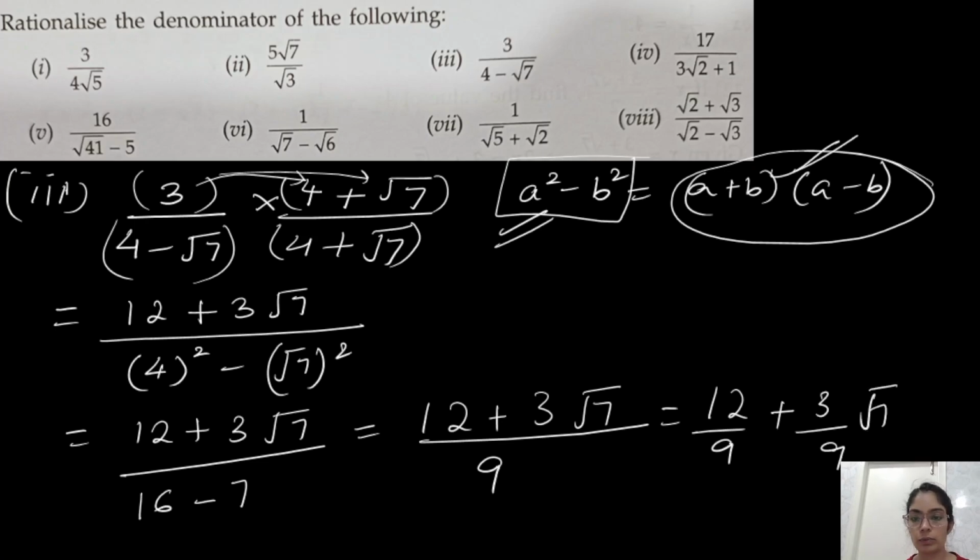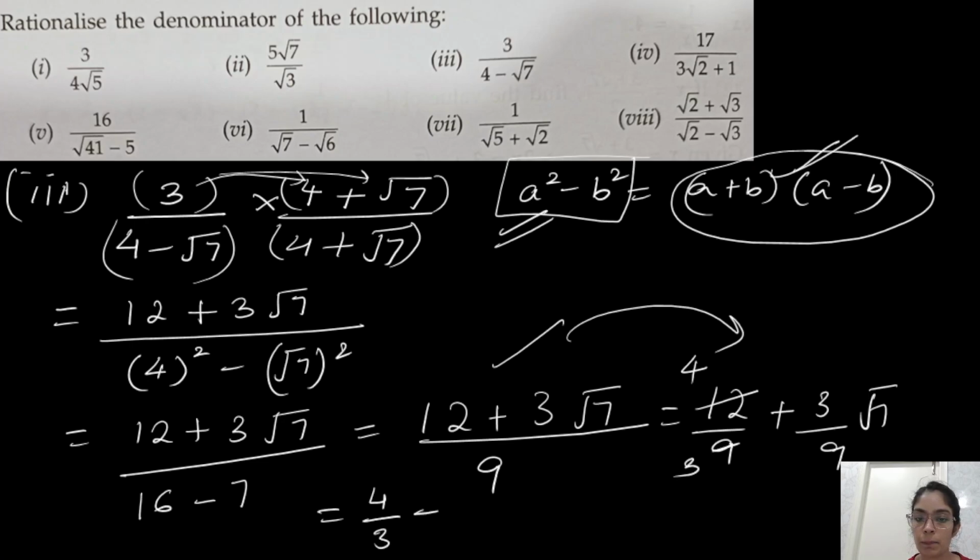See, always do this when you are simplifying. After this step, always write this step. Why? Because we can do cancellation. 3 into 4, 3 into 3. So the final answer will be 4 by 3 plus 3 into 1, 3 into 3, 1 by 3 root 7. So 4 by 3 plus 1 by 3 root 7.